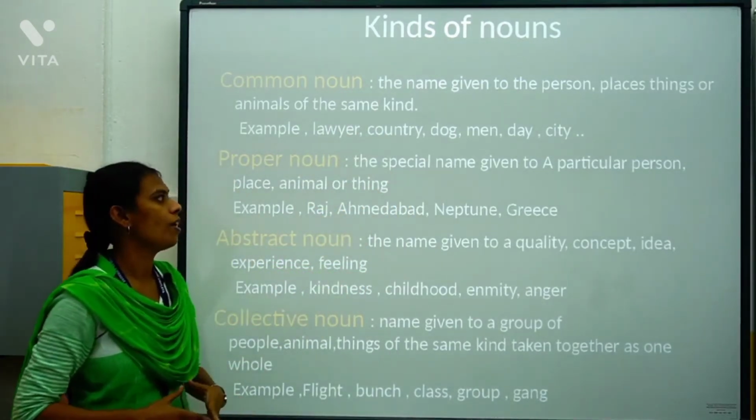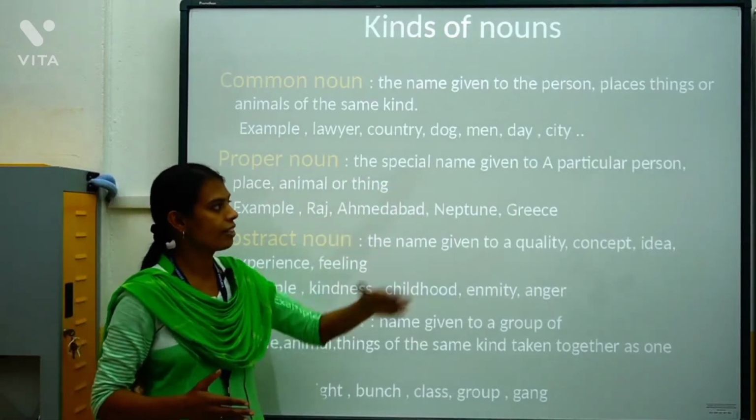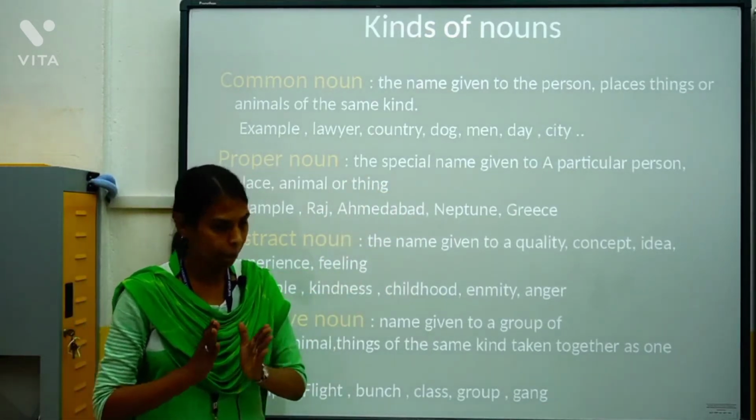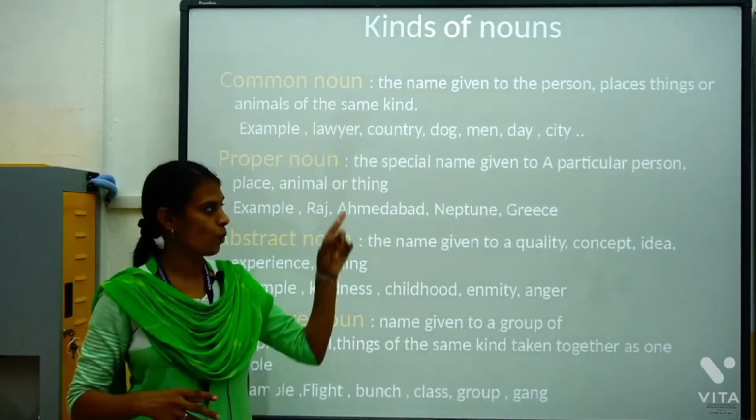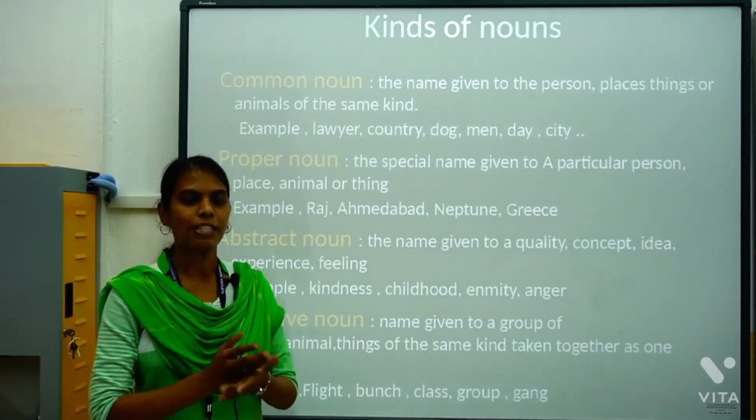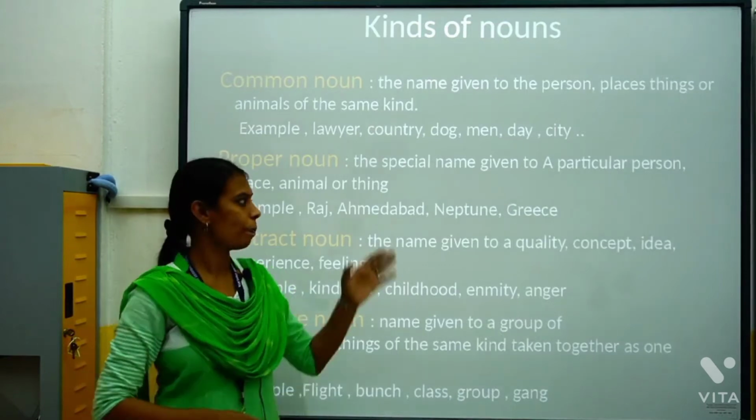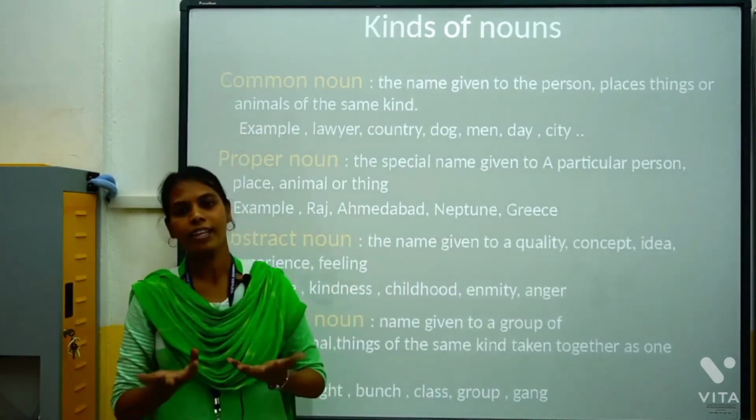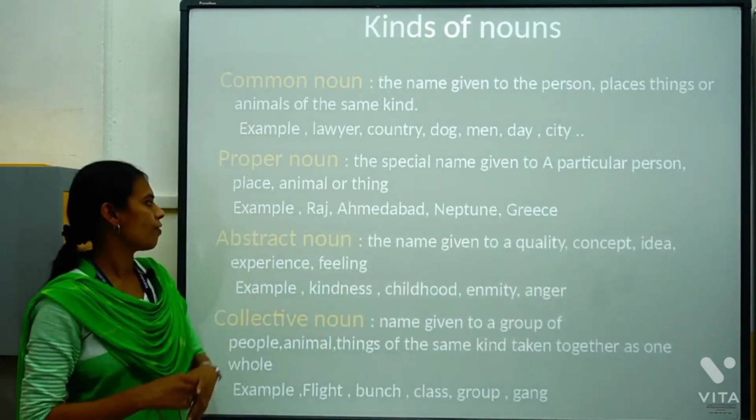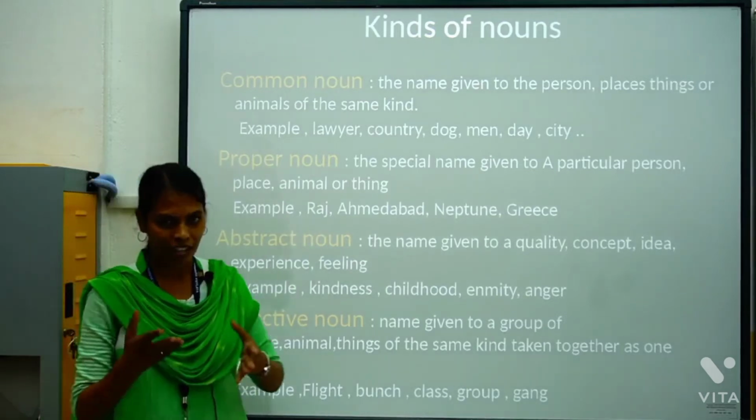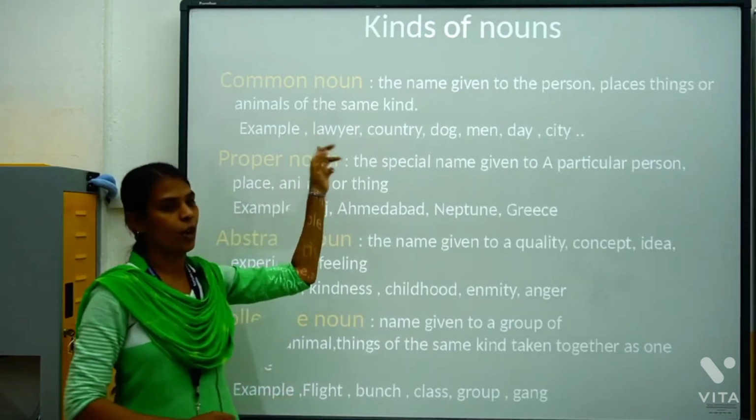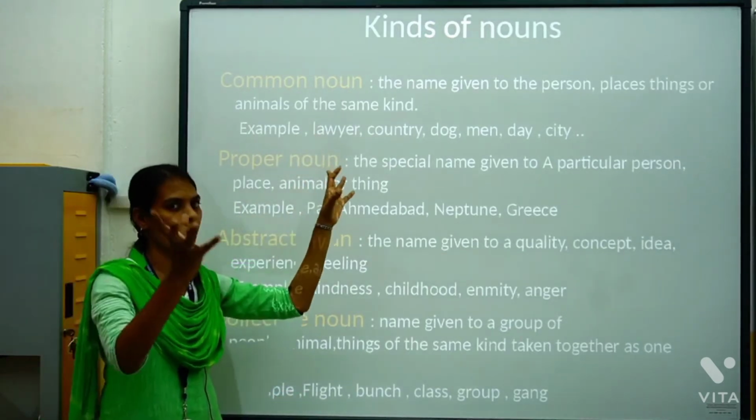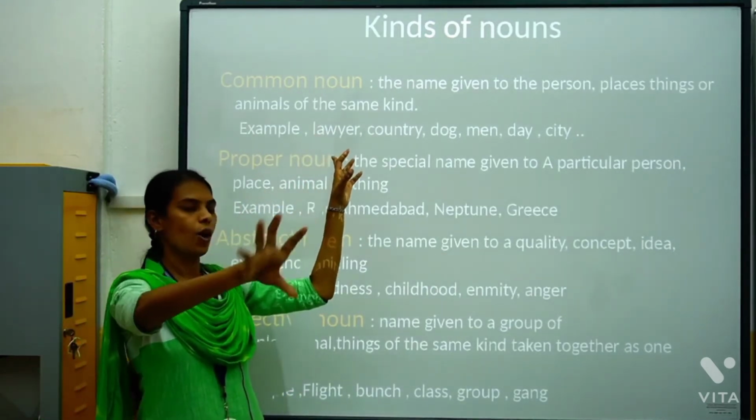What is a proper noun? A proper noun is the special name given to a particular person, place, animal or thing. I told you before, a proper name is a particular name given to the person, animal or thing. Here I have given the example Raj. Raj is a proper name. Here, lawyer is a common name. Why do we say lawyer? It's common. We generally call them lawyers.